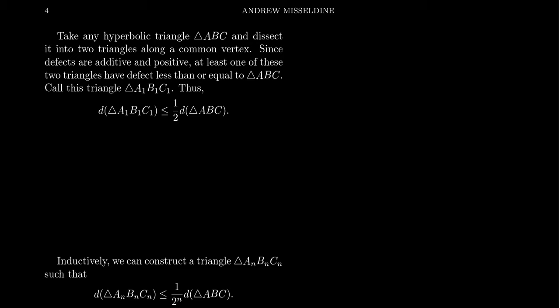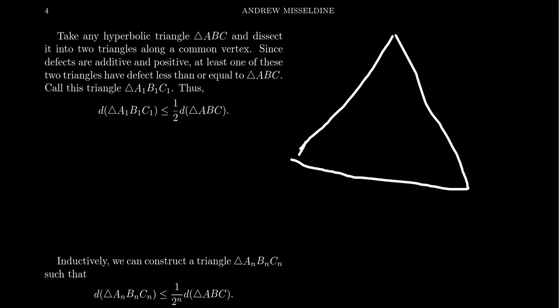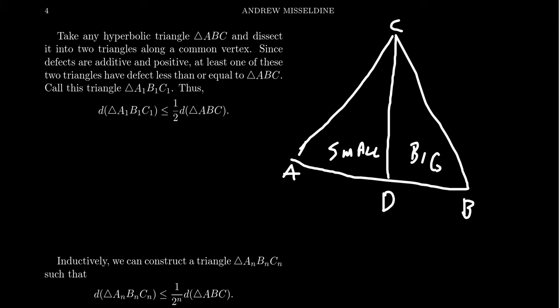And to see this, consider the following picture. We have a hyperbolic triangle ABC, and then dissect it along some median, like so. Depending on how we chose the midpoint D, one of these is going to have a smaller defect than the other. Worst case scenario, this line cuts the triangle into two equal pieces in terms of defect. And so one of these things will have at most one half of the original defect. Let's say that the ADC triangle has less than half of the original defect. So we get something like this.